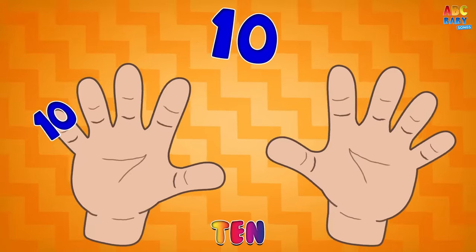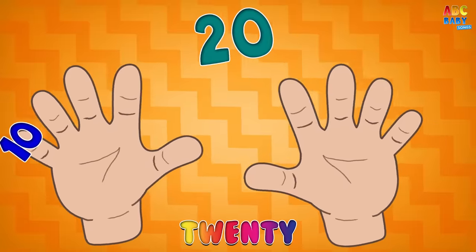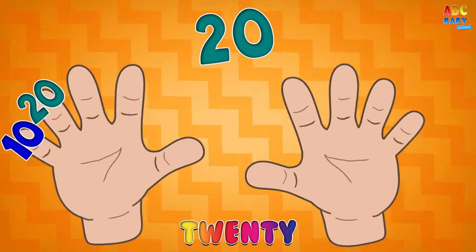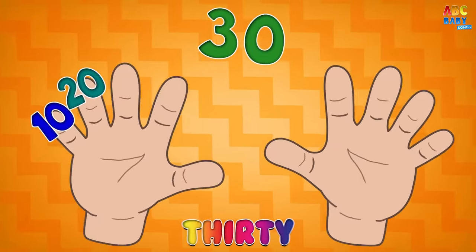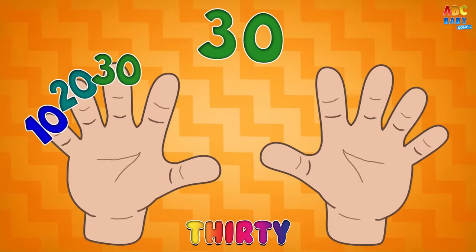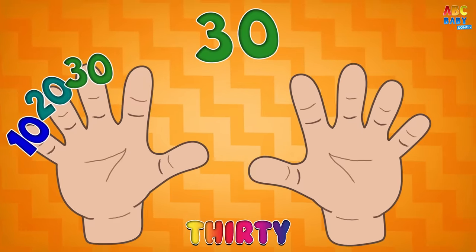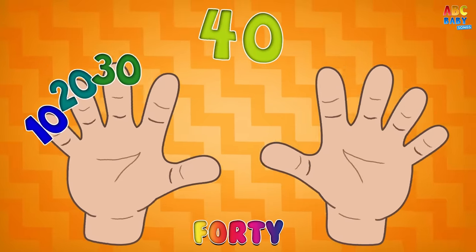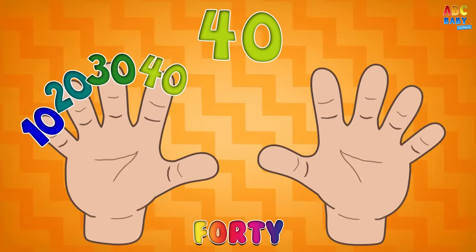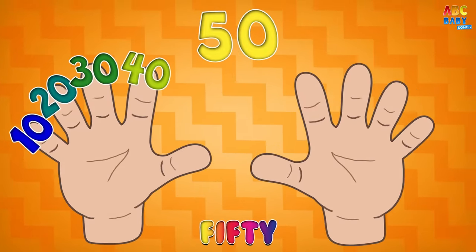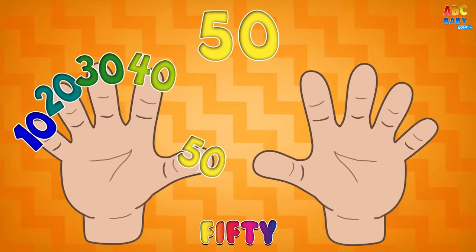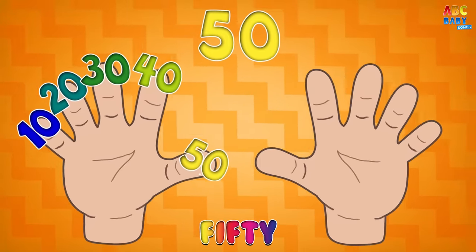Here I am, how do you do? 20, 20, where are you? Here I am, how do you do? 30, 30, where are you? Here I am, how do you do? 40, 40, where are you? Here I am, here I am, how do you do? 50, 50, where are you? Here I am, how do you do?